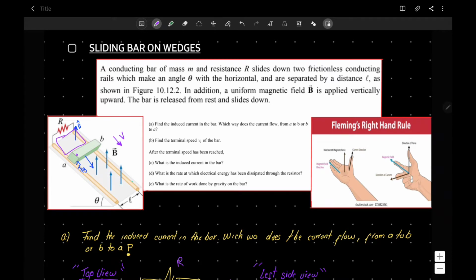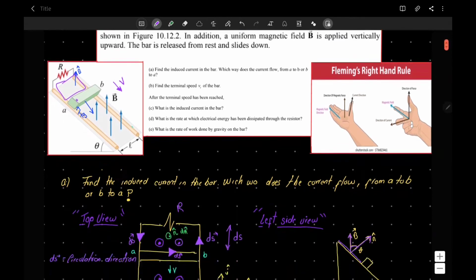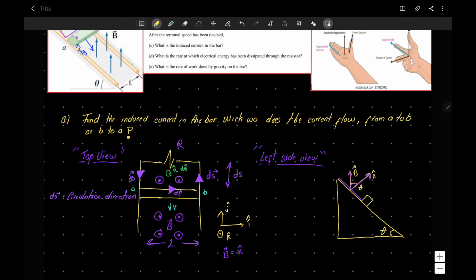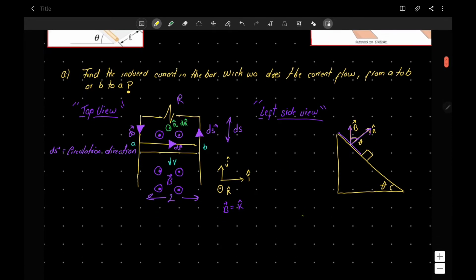In question A, they are asking us to find the current flow, if it flows from A to B or B to A. In order to answer that, I'm going to draw here, as you can see, a top view figure and a left side view figure. From the magnetic flux equation, where we have the surface integral of B dot dA, that's the equation, right? So then we are going to try to find these vectors inside these figures.